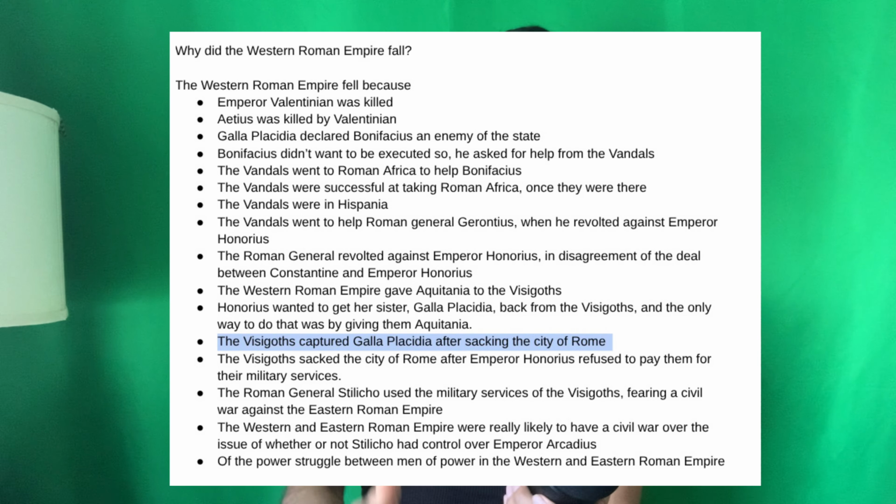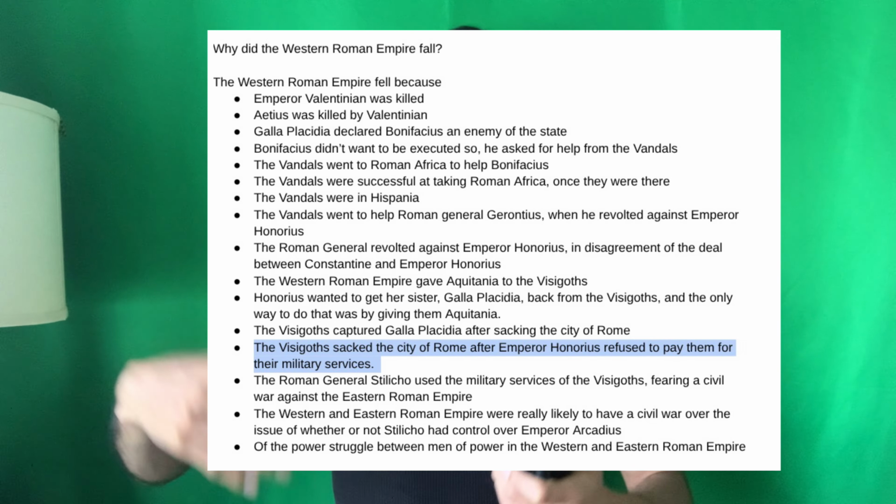One of the reasons why the Western Roman Empire fell is because Galla Placidia was captured. For the reason that I have explained before, it is obvious that if it was not for the capture of Galla Placidia, the Visigoths would have not been in a good position to negotiate for land and for food. So this is just one of the multiple reasons why the Western Roman Empire fell. One of the reasons why the Western Roman Empire fell is because the Visigoths sacked the city of Rome when Emperor Honorius refused to pay them for their military service.